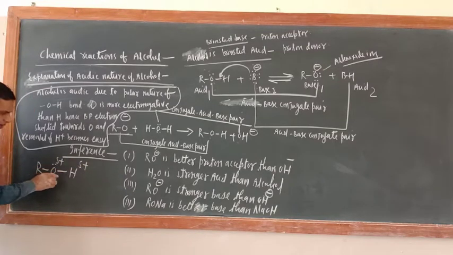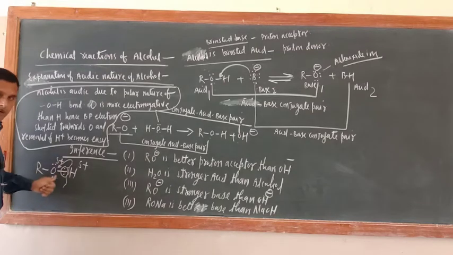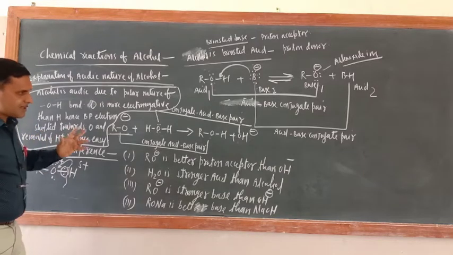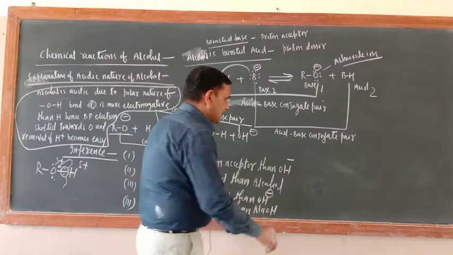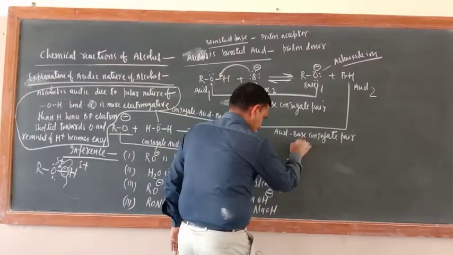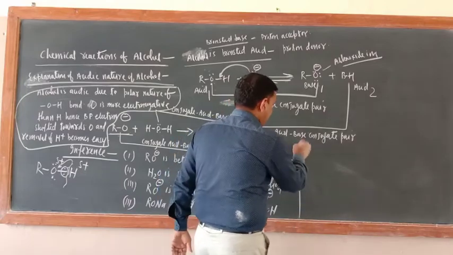Oxygen is more electronegative than hydrogen. So this bond pair of electrons will be shifted towards the oxygen. So the bond will be broken from here, and removal of H positive becomes easy. Have you got this one or not? Now just see this side. Explanation of acidic nature of water.